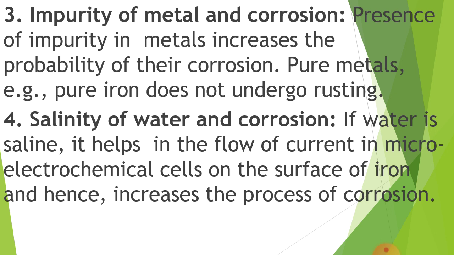Now fourth factor, salinity of water and corrosion. If water is saline, it helps in the flow of current in the micro electrochemical cell on the surface of iron and hence increases the process of corrosion. One example is often taken in the examinations. Rusting of iron occurs in distilled water or saline water. So your answer is saline water, because the salt works as an electrolyte for rusting of iron.